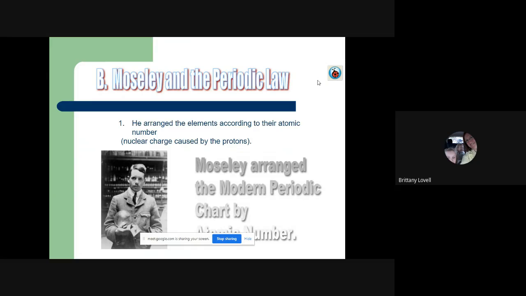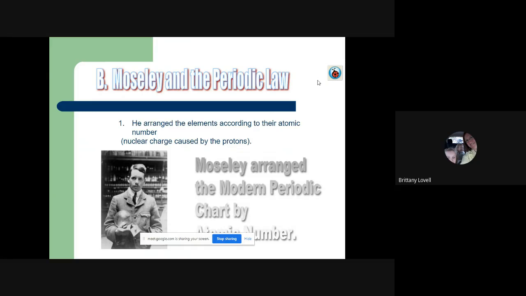Henry Moseley came along about 20 years later and said, I think what would fix this is if we arranged it by proton number, by atomic number. So that's what they did. Another interesting thing about Moseley, you can see in this picture, he looks pretty young, right?